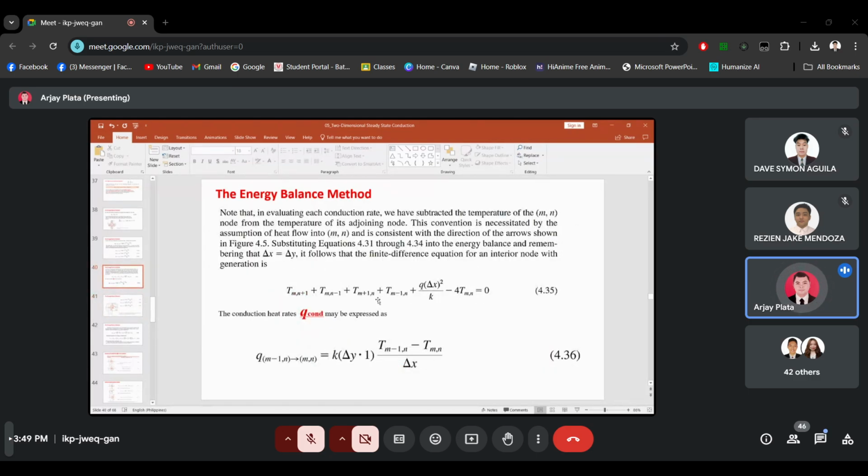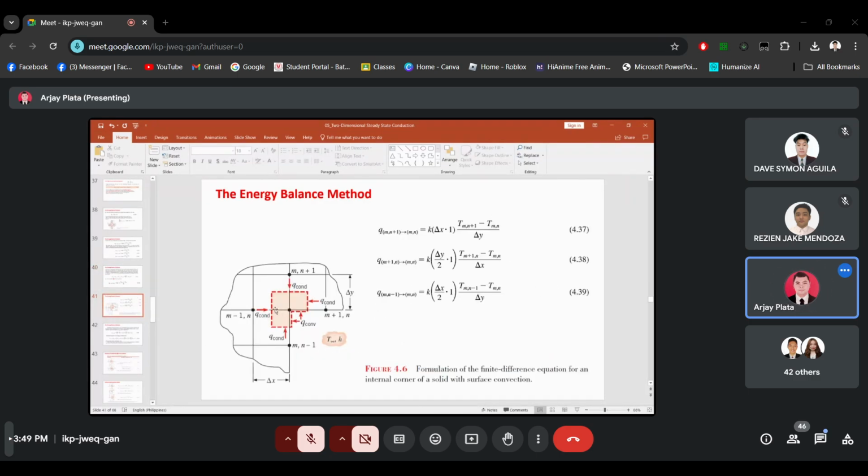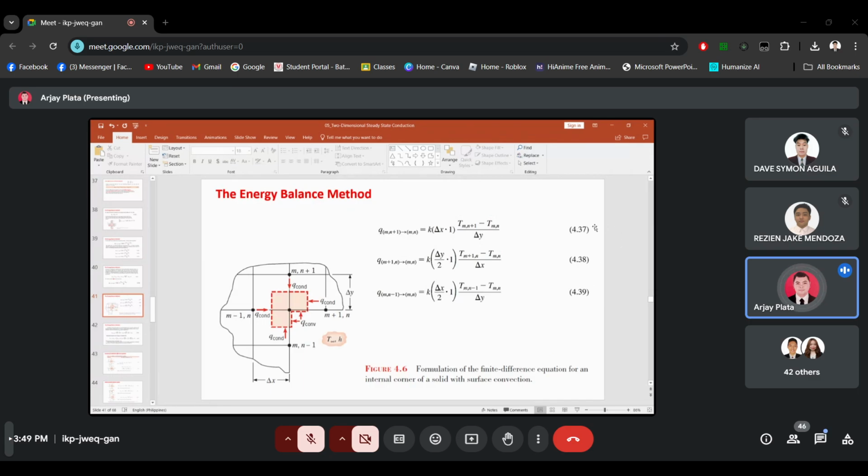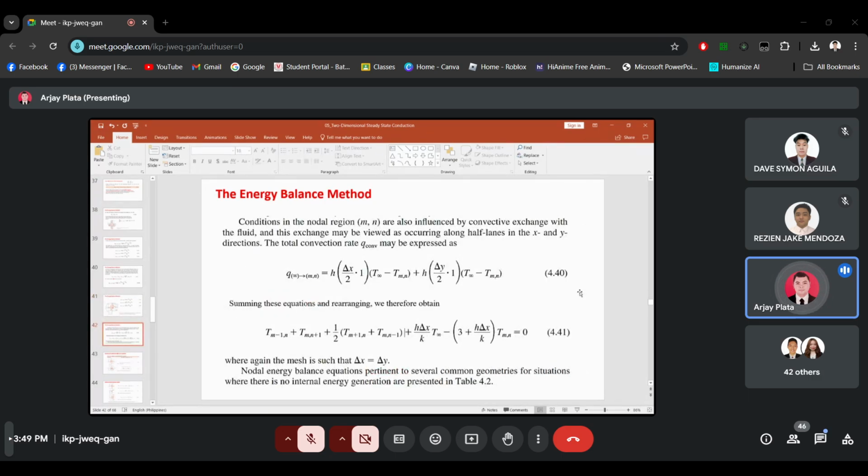So for example, given this figure, we have Q conduction plus Q convection. So how many Q conduction we have? 1, 2, 3, and 4. And then we will add Q convection. So in this, equations 4.36, 4.37, 4.38, and 4.39 are for Q of conduction. Equation 4.40 is convection.